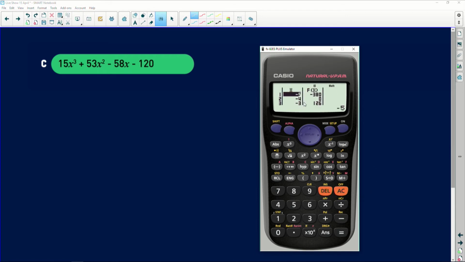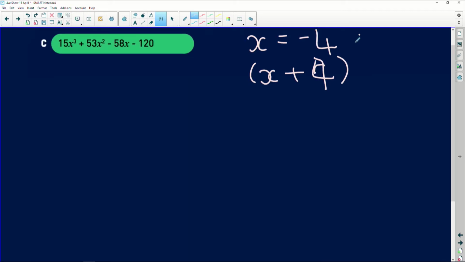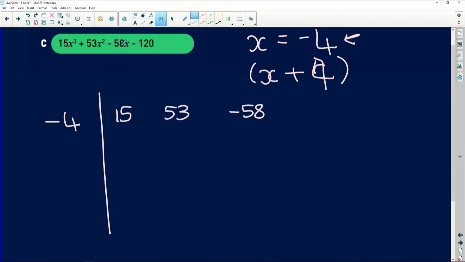Okay, so immediately I see x equals -4 gives us a remainder of 0, which means that the factor is x plus 4. Remember, guys, opposite sign in the brackets. But synthetic division, always use the actual factor. So the factor goes on the left. Now we write out our coefficients. So for x cubed it is 15, x squared is 53, x is negative 58, it's the whole coefficient, and the last one is negative 120.